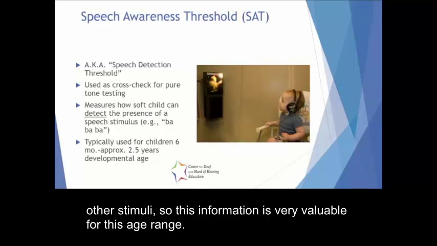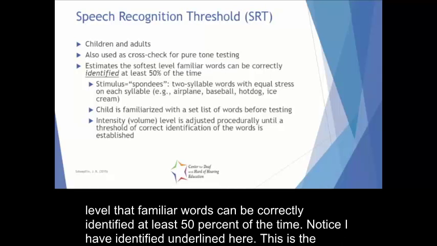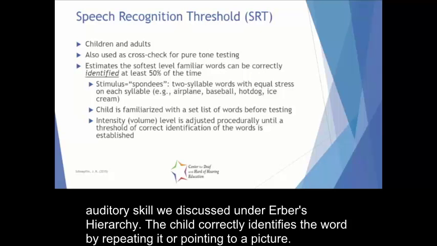A speech recognition threshold can be used with both children and adults. It's a cross-check for your pure tone testing, and it estimates the softest level that familiar words can be correctly identified at least 50% of the time. Notice I have "identified" underlined here. This is the auditory skill we discussed on Erber's hierarchy. The child correctly identifies the word by repeating it or pointing to a picture.